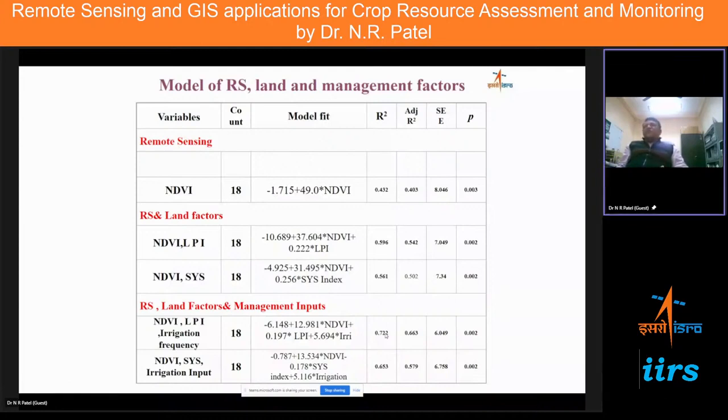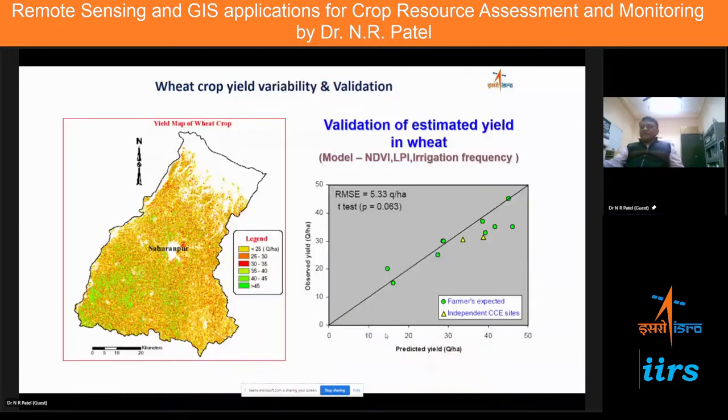NDVI and these optical based indices which we get from the satellite data, also backscatter from microwave remote sensing or other data, are better related with the biomass. Yield, the economic produce, is also dependent on soil factors, management factors as well as weather factors. So unless we take care of all those things, we cannot get a better yield model for crop yield estimation well in advance.